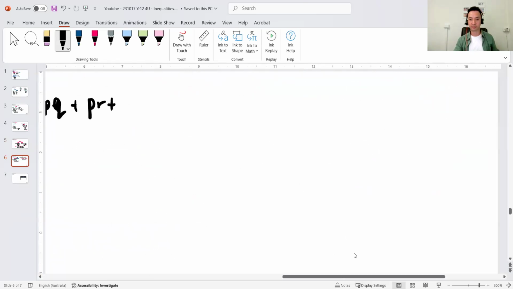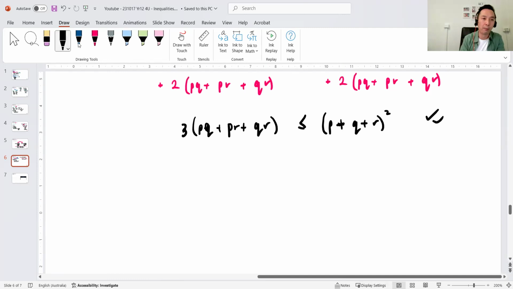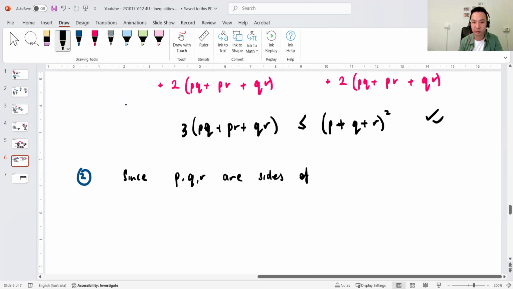So let me zoom in. Okay, second part of the story. Since P, Q, and R are sides of a triangle, right? I've got P is less than Q plus R. Now, if P is less than Q plus R, I'm just going to use that and do a little bit of a manipulation, right?